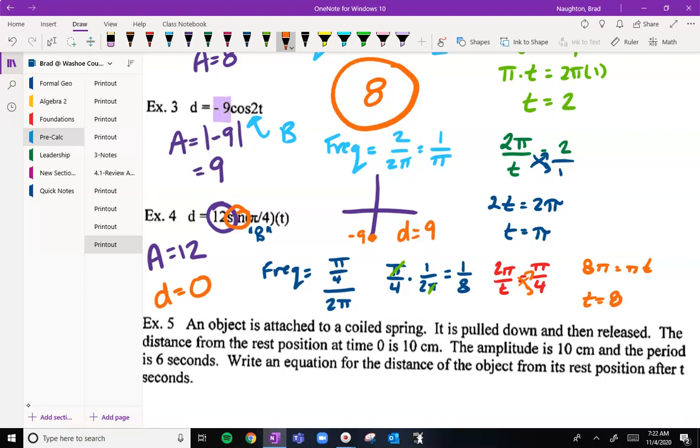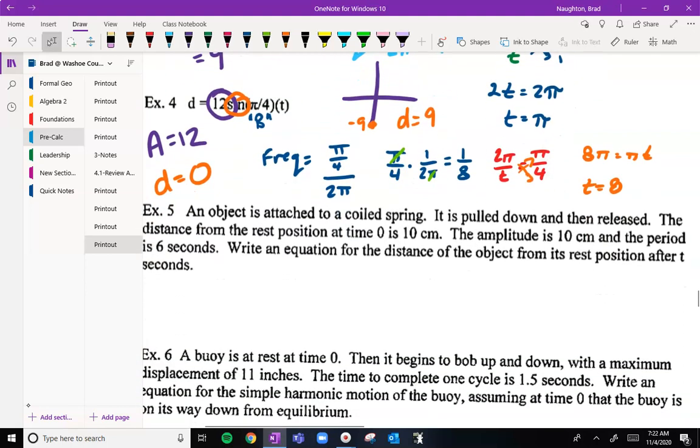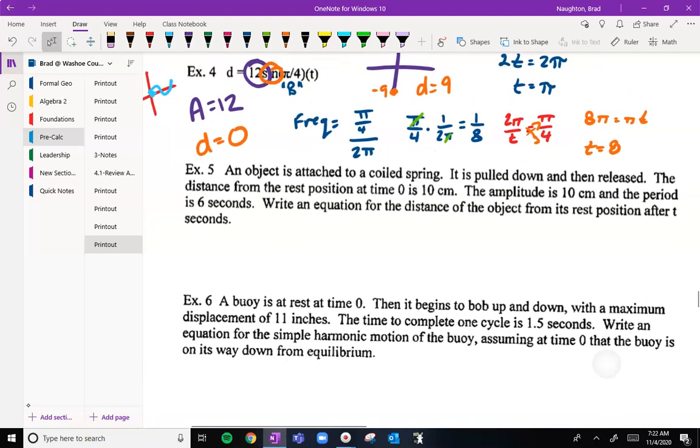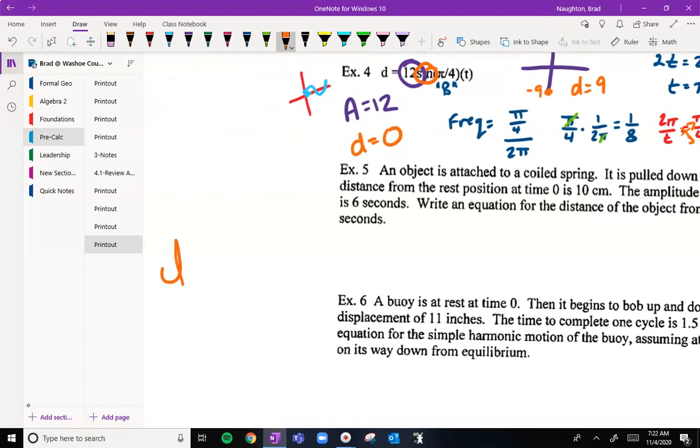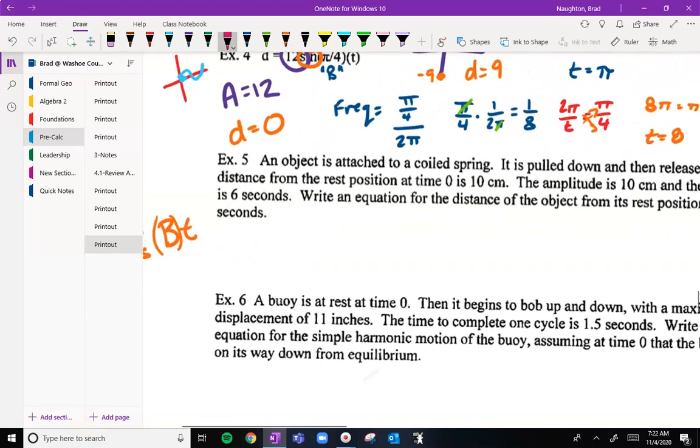So, ladies and gents, we got 2 more examples here, and then you're out the door. In both of these examples, you are going to be writing the equation. So again, we are looking for our d value is equal to the amplitude, sine or cosine, of bt. Let's see what we can find as we explore.